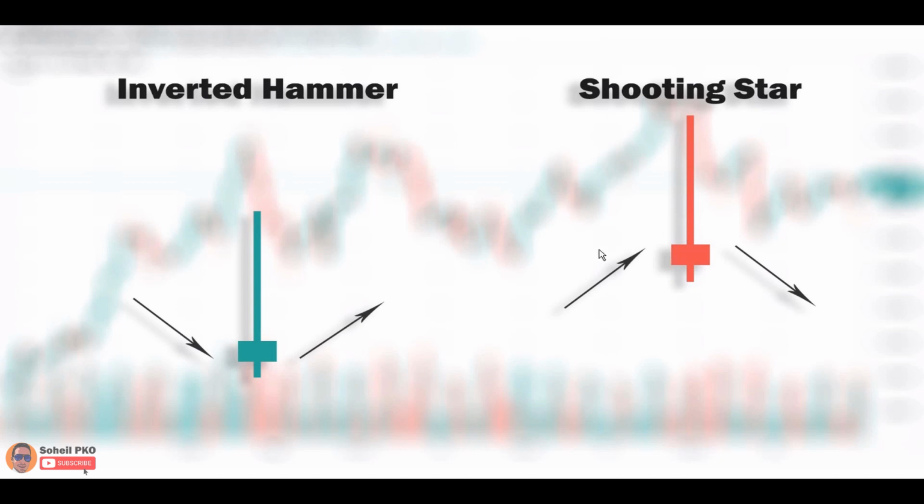When this candle forms at the end of an uptrend or near resistance levels, it's called a shooting star. And in this case, the candle shows selling pressure, so there is a possibility of reversal and declining of the price. And when this candle appears following a downtrend or near a support level, we call the pattern an inverted hammer.